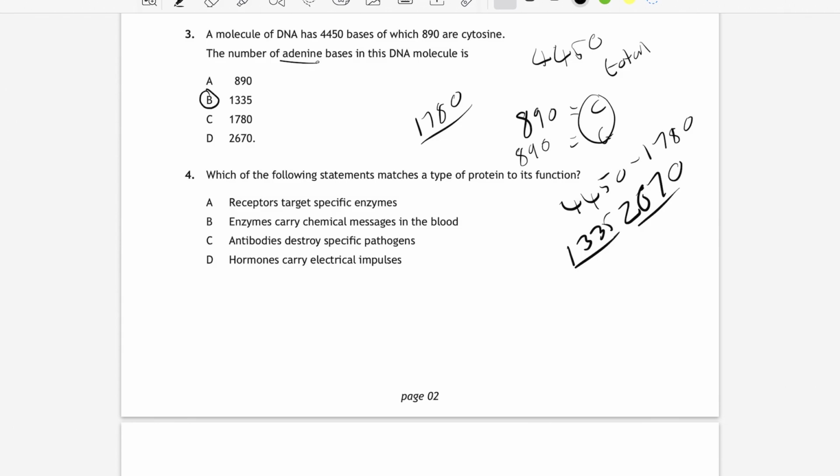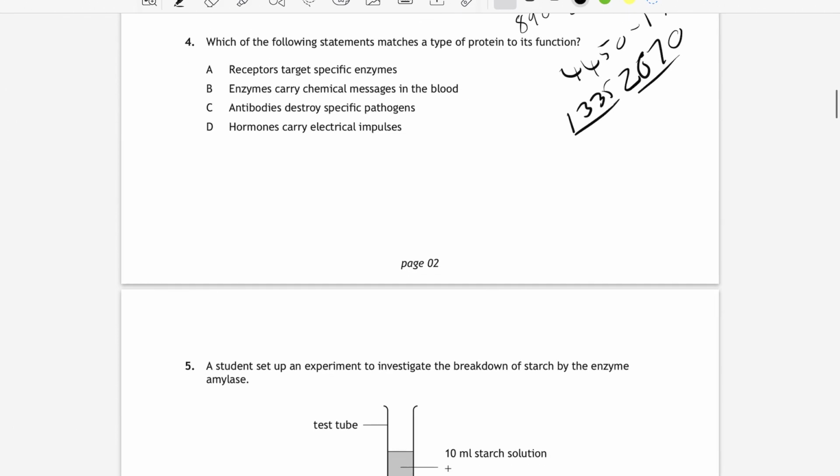Question number 4. Which of the following statements matches a type of protein to its function. Again, pause the video, see how you get on.